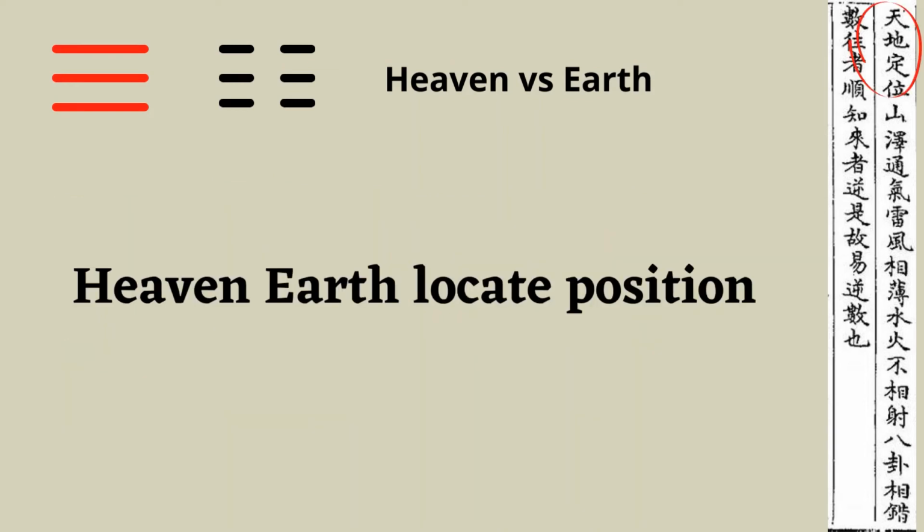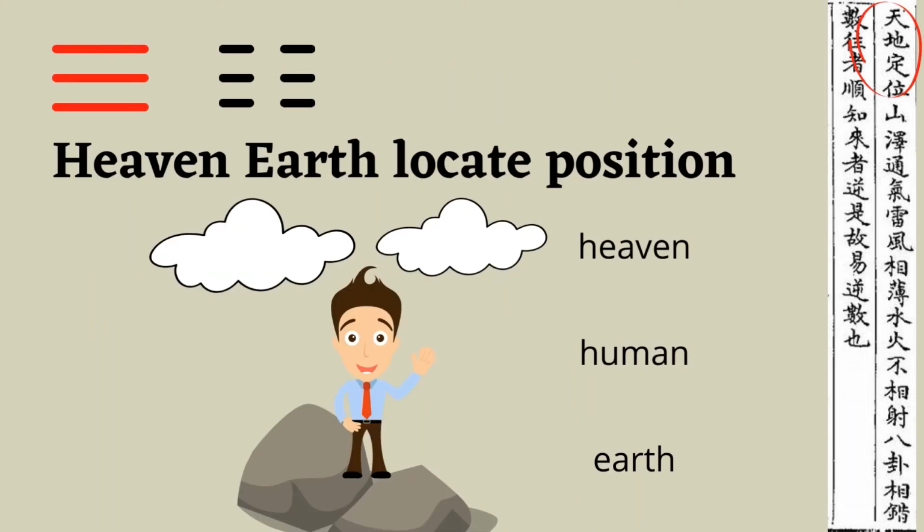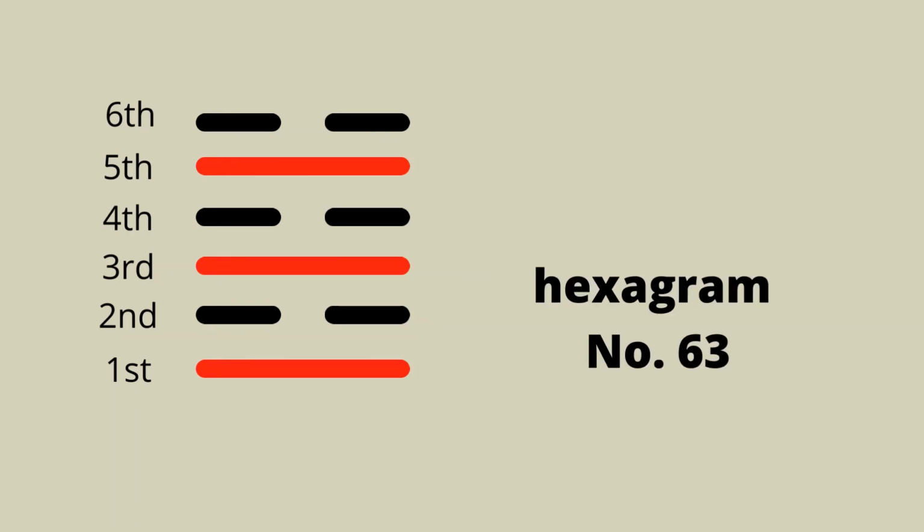Heaven and earth locate position gives a clear notion that we human beings live between heaven and earth. The Book of Change very much concerns the idea of positioning. If we learn to read a hexagram, Yang in the first, third, fifth yao and Yin in the second, fourth, sixth yao are considered to be in the right position. In this sense, hexagram number 63 has all yao in the right position.